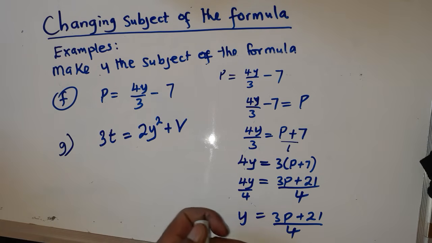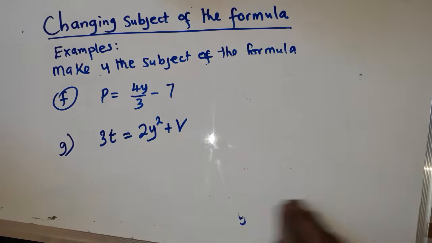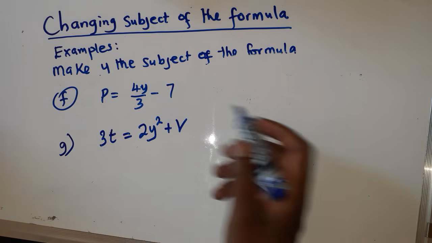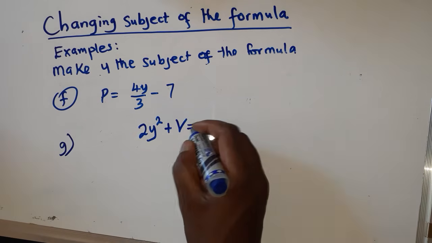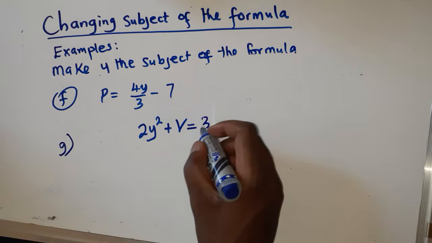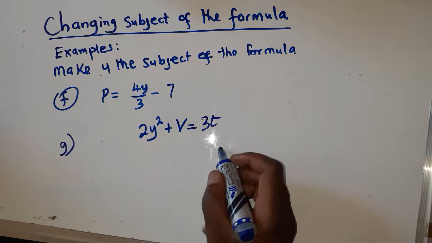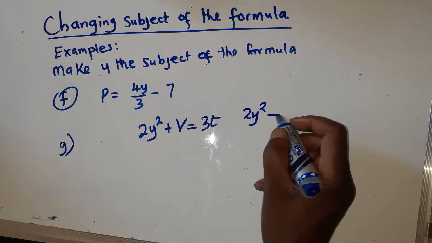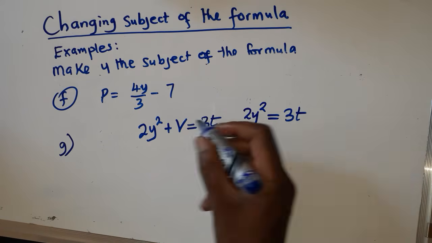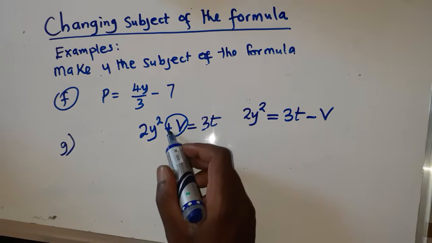So let's look at the last one now. The last one, I told you that the first step is where you rewrite it and bring this one the other side here. What was it? 3t, isn't it? That's what I said. Then the next step is where we say 2y squared is equal to 3t. Then this one, we should bring the other side as minus v, because here it's a plus, isn't it?